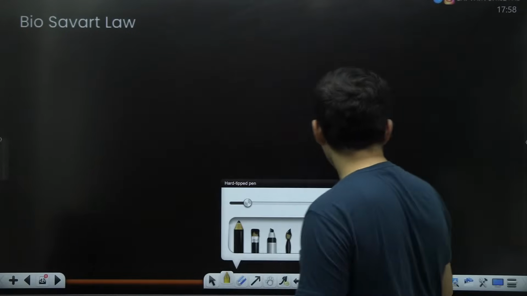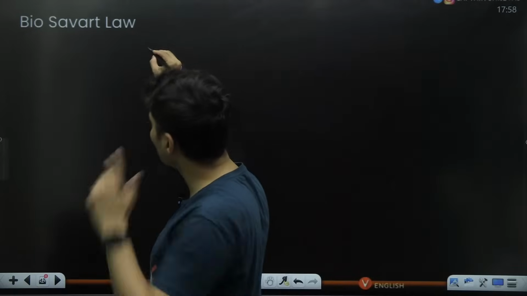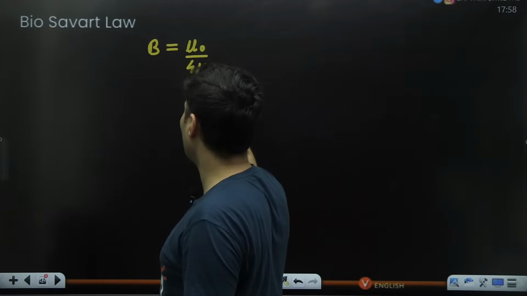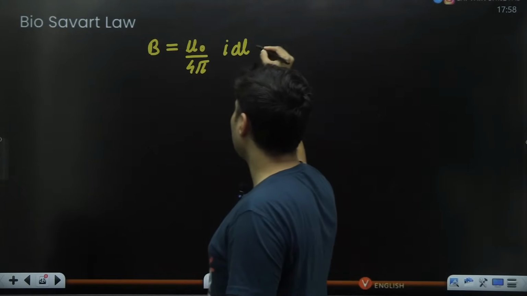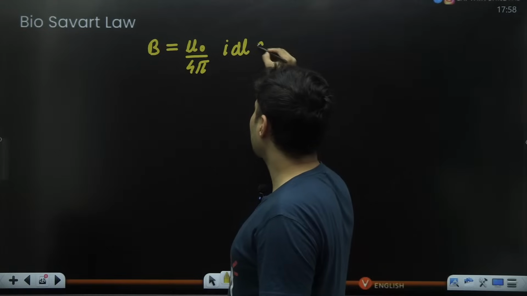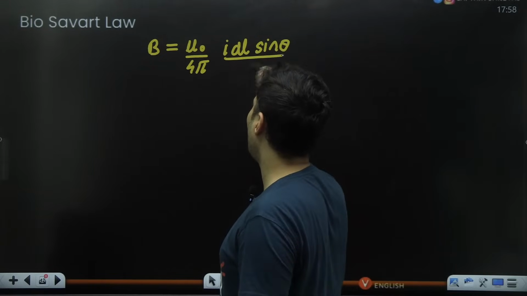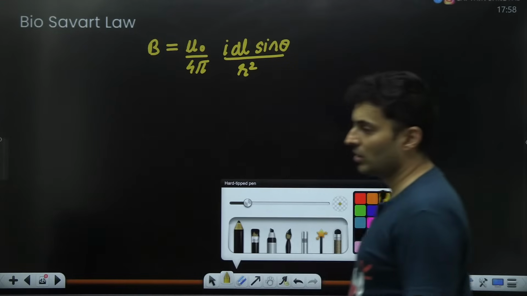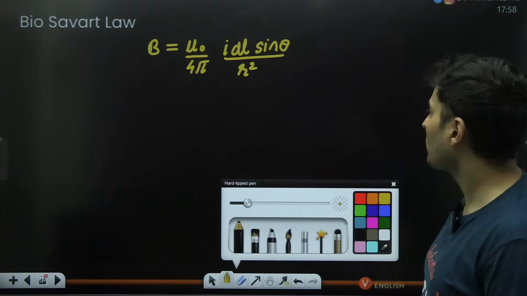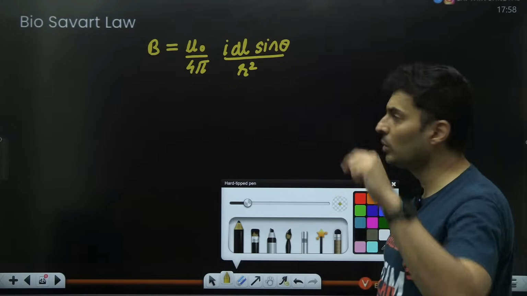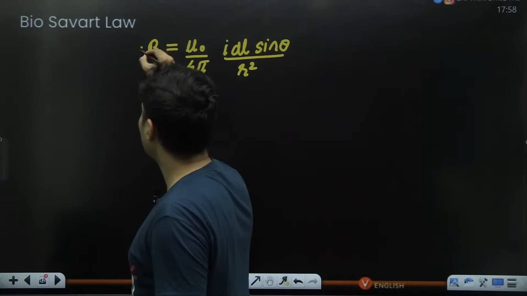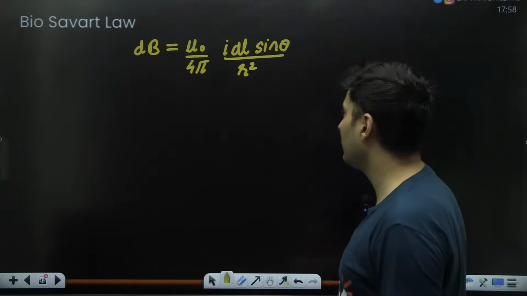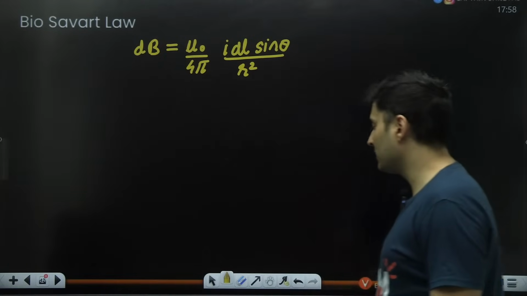Magnetic effects of current, Biot-Savart's law, guys. Let's quickly go through it. Magnetic field due to a current carrying element is mu naught by 4 pi I dL sine theta divided by r square. That is the formula. Mu naught by 4 pi is your constant, 10 to the power minus 7. I is the current, dl is the element due to which you are finding the magnetic field, which is dB. Sine theta is the angle at which you are finding the magnetic field. R is basically the distance from it.